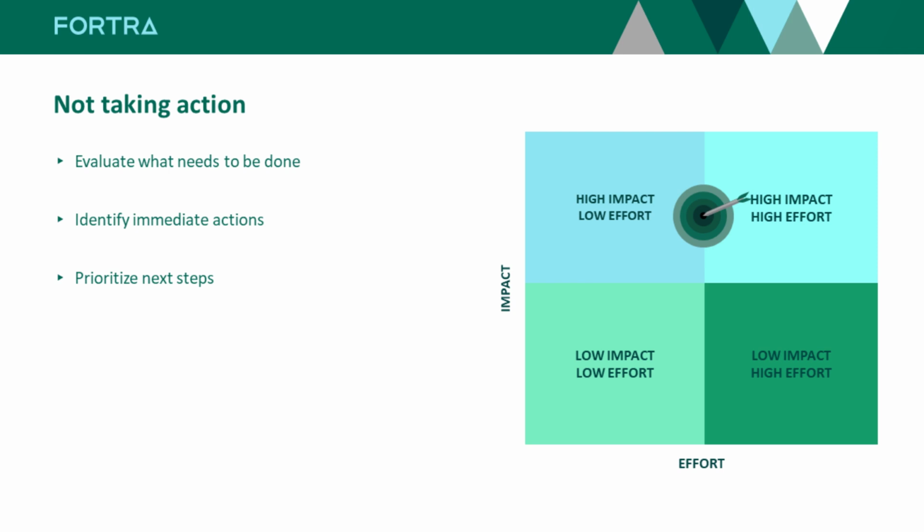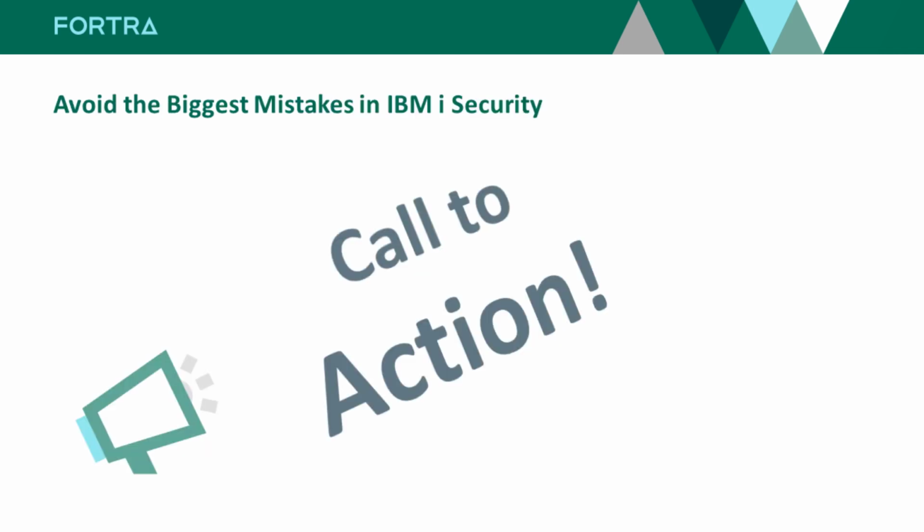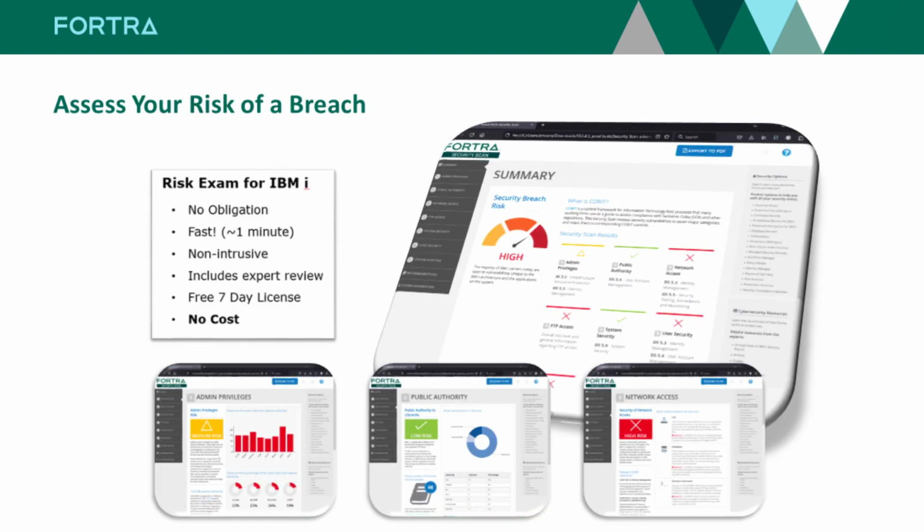All right, so not taking action, let's talk about what I think you should do next. My call to action for you is to think about assessing the risk of a breach on your servers. So really, we've talked about a lot of the things that could be a problem on the system. So how do you figure out where to start? How do you get that view of what's happening on the system?